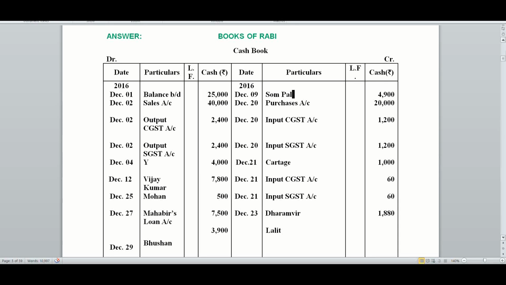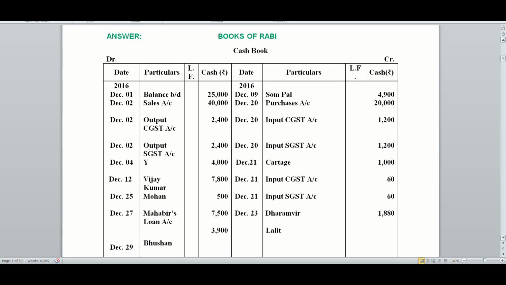Friends, this is a master problem on single column cash book. I hope that you have gone through the question. If you have not, please go through the question carefully and concentrate on the explanations here.